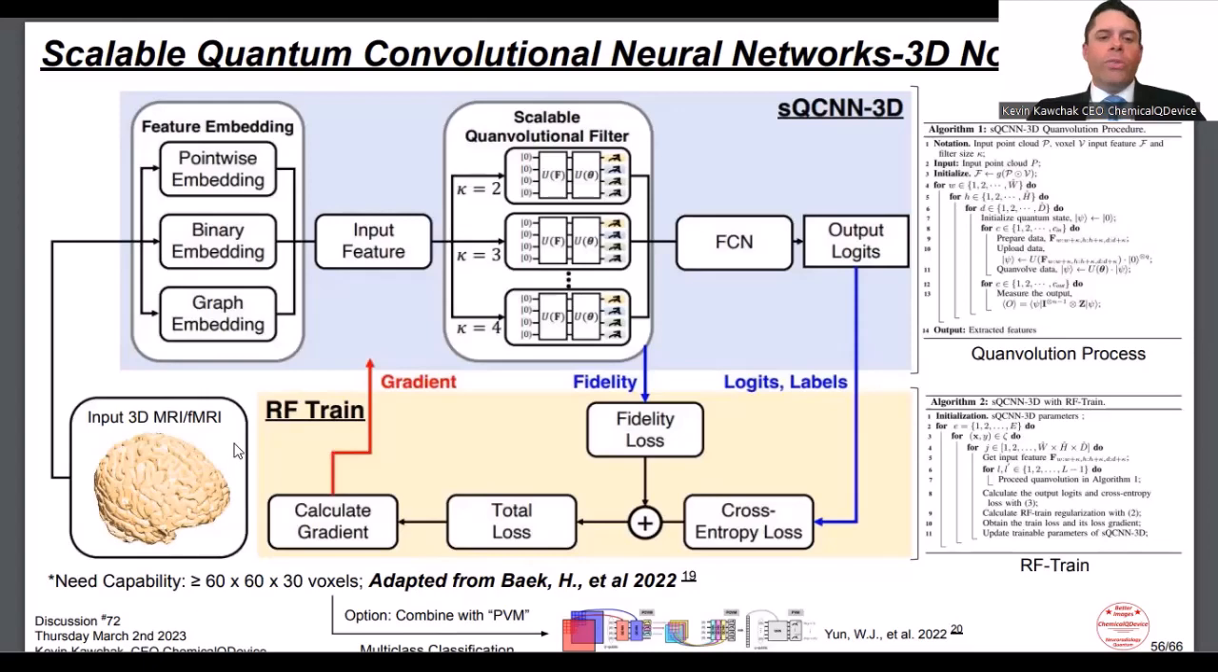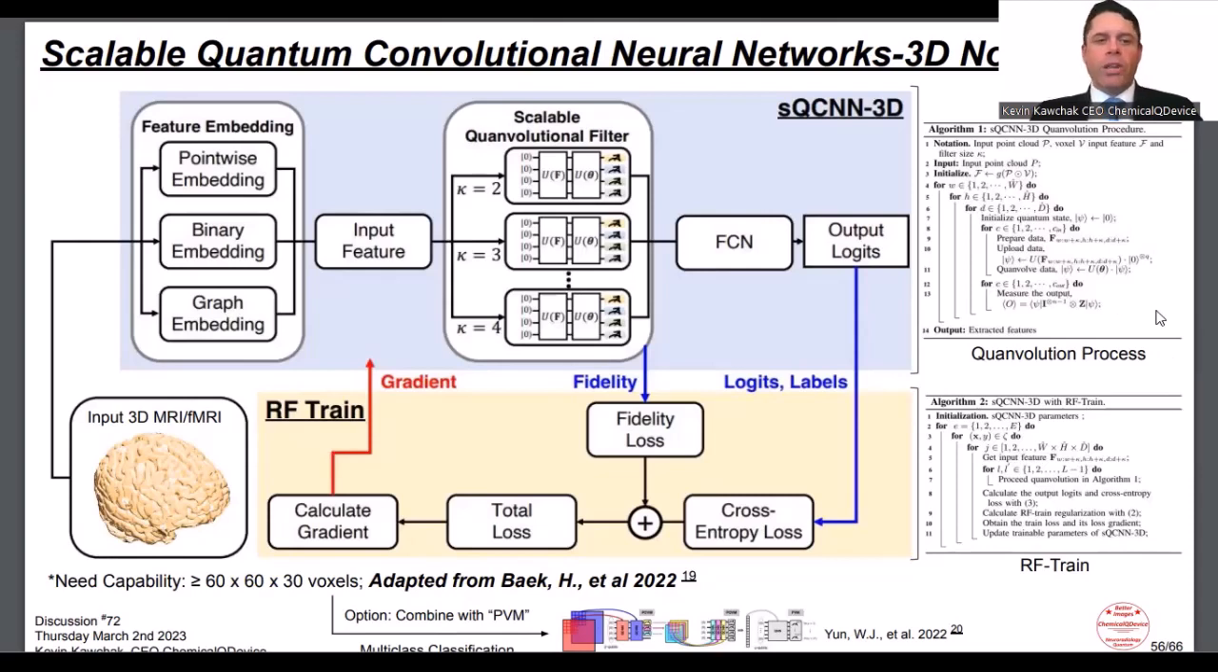Now, they say with this scalable quantum convolutional neural net -3D is that you can actually start off with more data. So I think they started off with 30 by 30 by 30 voxels, which is a 3D image. And then they said that's the key. And they say also it's not using as many qubits up front.